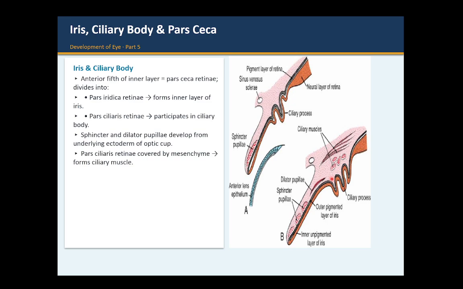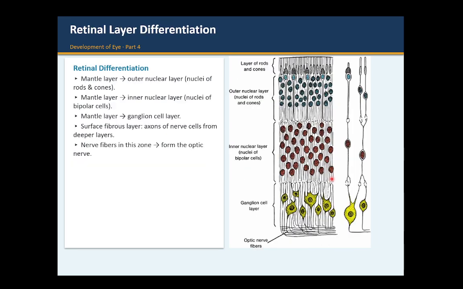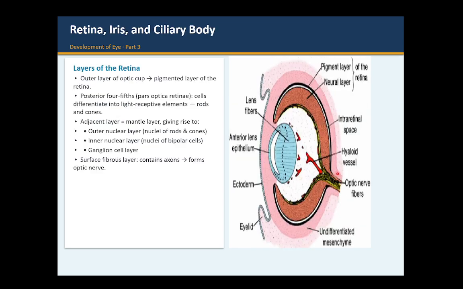Now, as we move forward, this is about the posterior 4/5 of the cup. The outer part is giving pigment epithelium, the inner part is mainly giving the neuronal layer, which is going to give rise to the nervous retina.